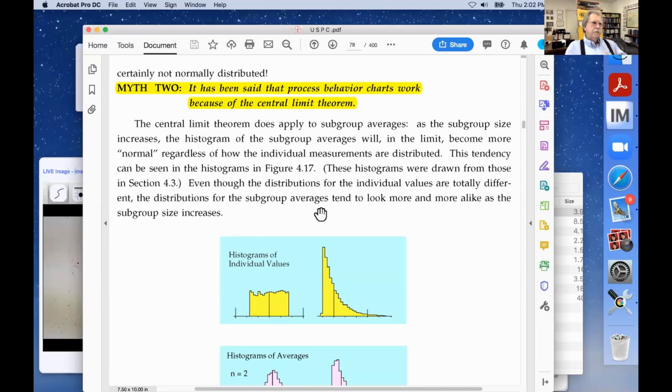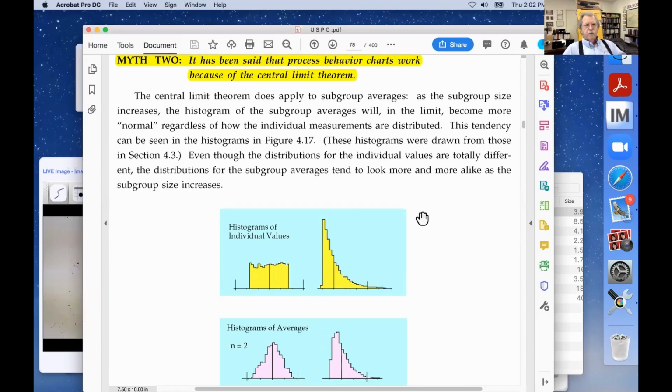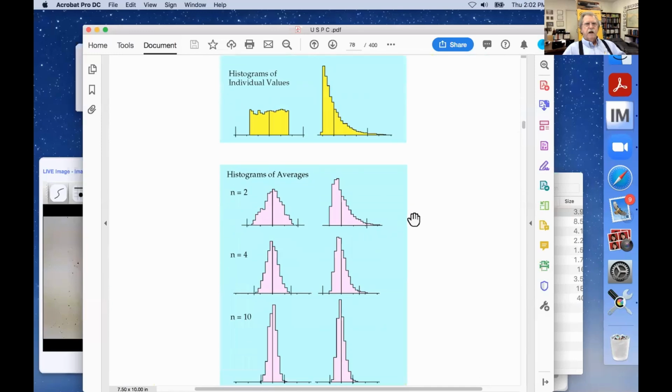Myth number 2. It has been said the process behavior chart works because of the central limit theorem. Now, the central limit theorem is a true theorem. It's published by Laplace in 1810. And it goes something like this. No matter what the shape of the histogram for X, the histogram for X bar will look more and more like a bell-shaped curve as the subgroup size increases.